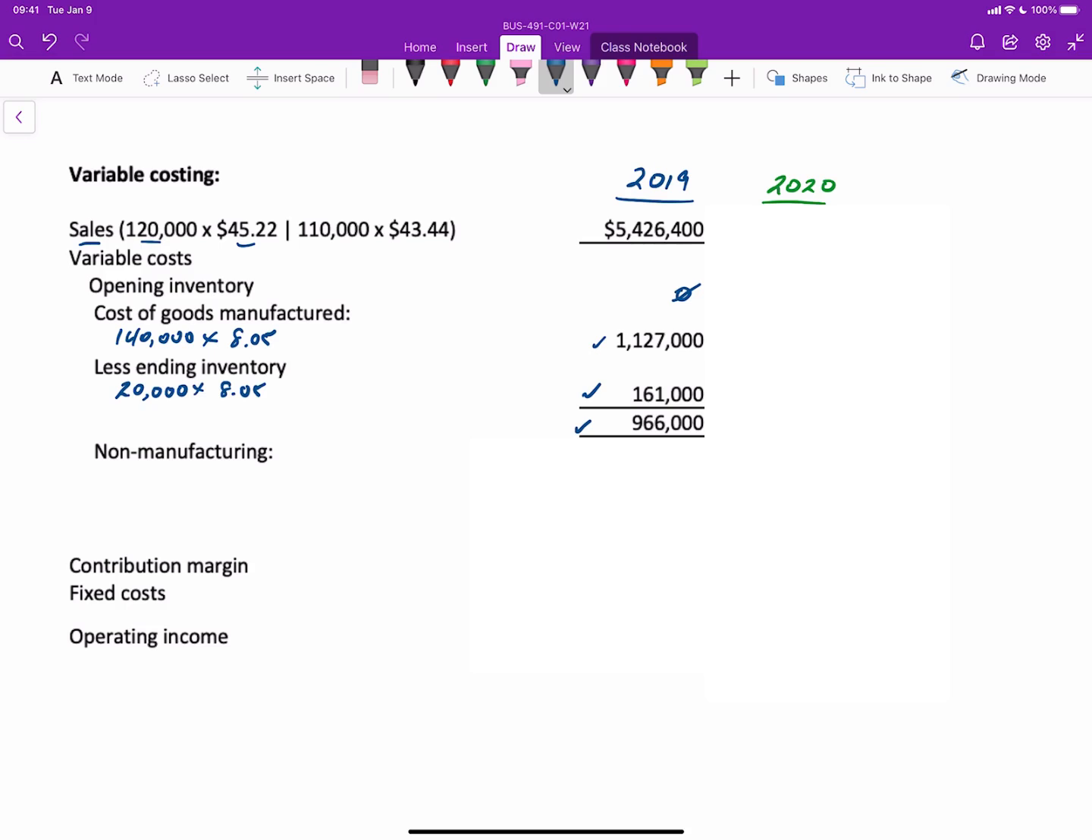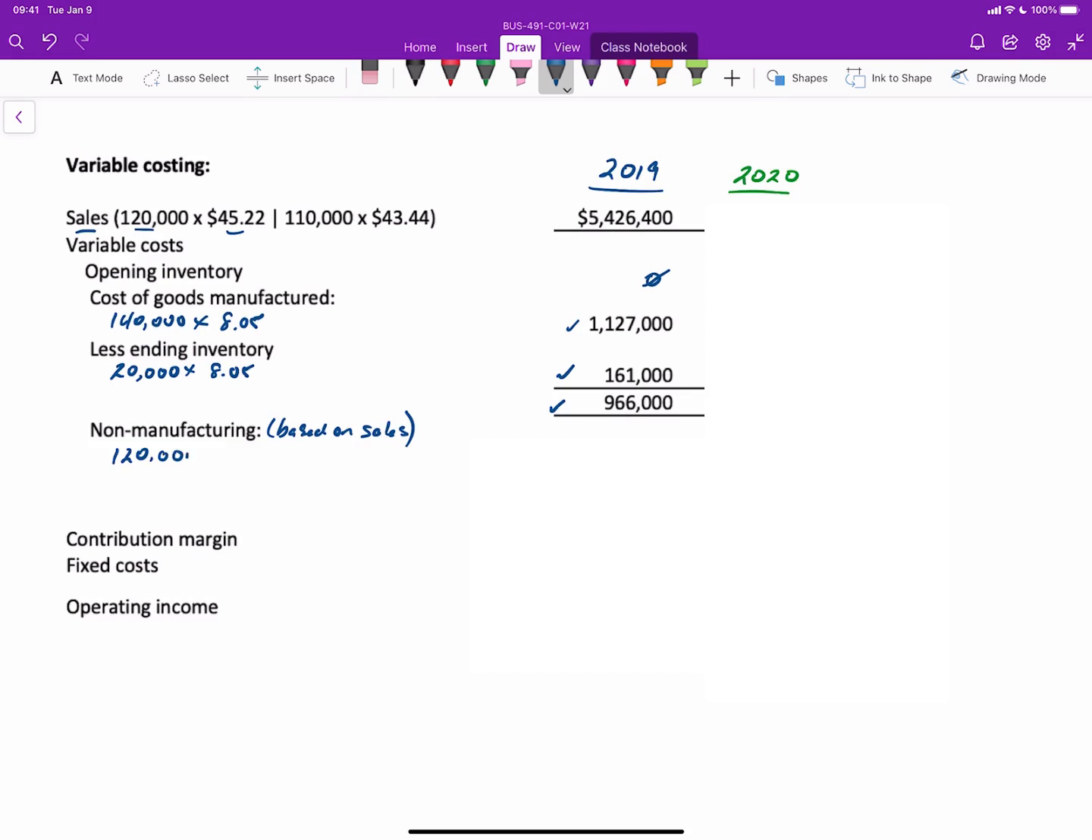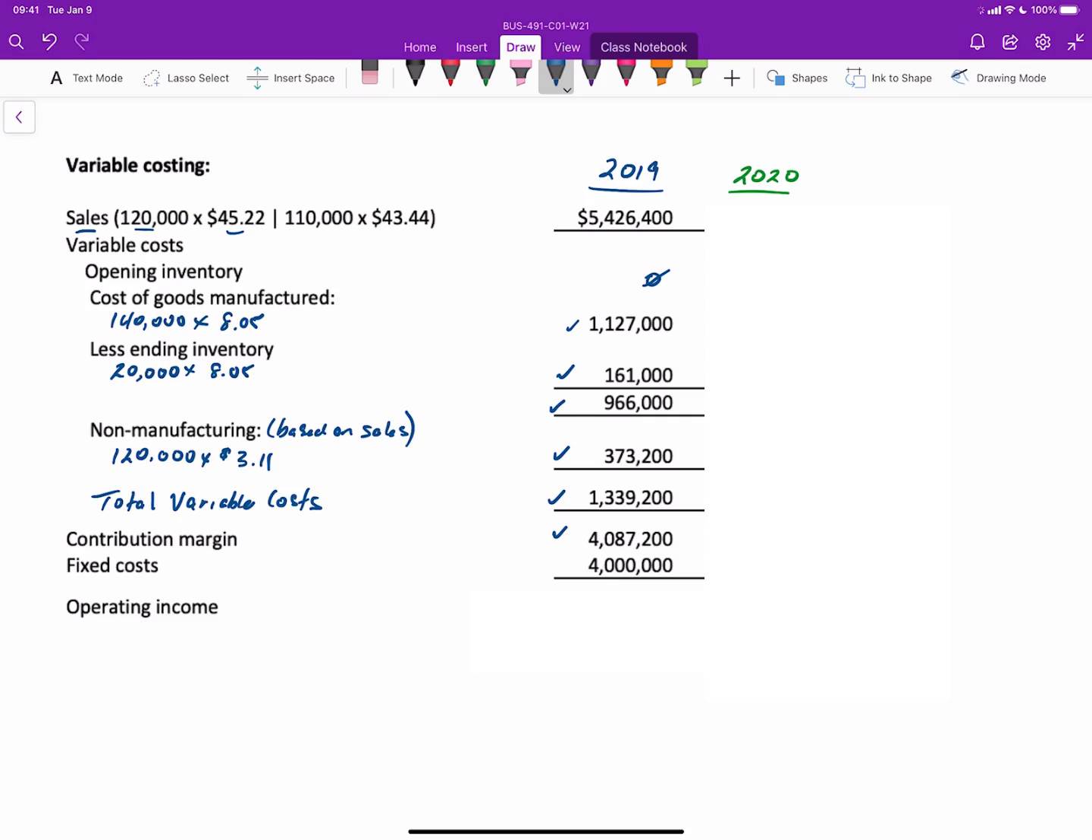And then we subtract our non-manufacturing variable costs that are based on sales, not production. So for 2019, 120,000 units sold, and the non-manufacturing related costs provided in the data, the variable cost, $3.11, giving you 373,200, which means total variable costs are now 1,339,200. And of course, sales minus variable costs is contribution margin of 4,087,200. And then all we do is subtract our fixed cost, which is a lump sum of $4 million for 2019, giving us operating income of $87,200.